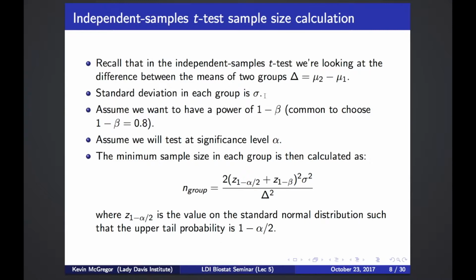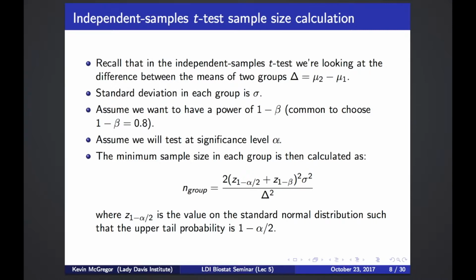So we don't really know the true values of them, but we're just giving reasonable estimates. The standard deviation in each group we assume to be sigma. So remember, one of the assumptions in the t-test is we have the same standard deviation within each of the groups. So we just call that sigma. Assume we want to have a power of 1 minus beta. So again, this is something that we choose a priori. And it's very common to choose a value of 0.8. So you see that often in grant applications. It's just kind of a standard that people use. You want to see at least a power of 80%.